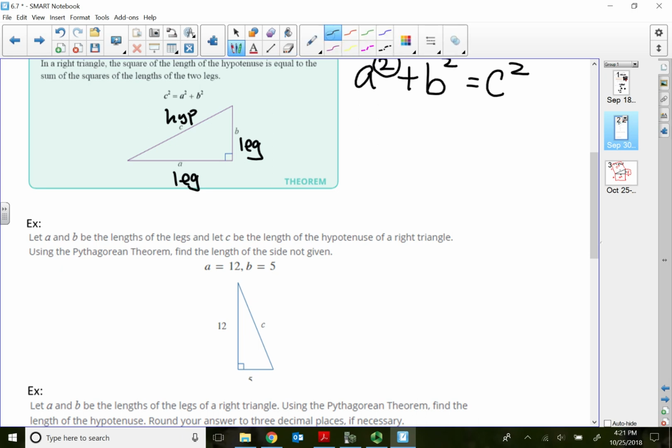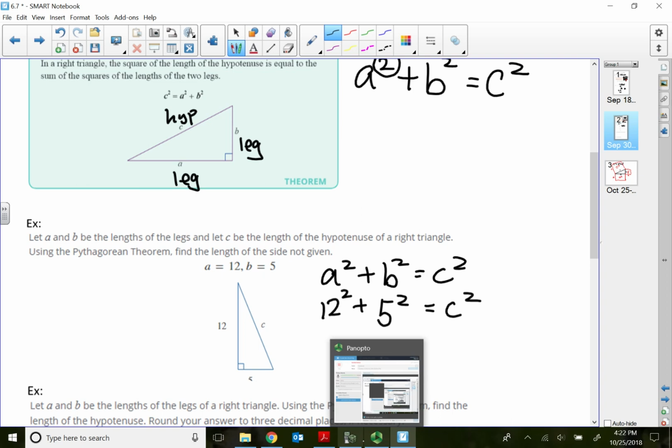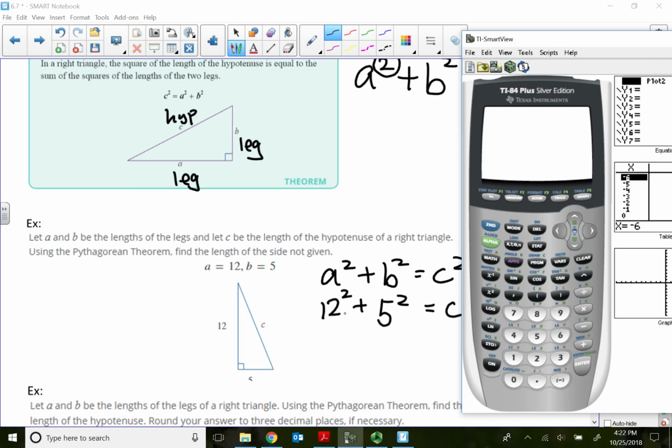So by using the Pythagorean theorem, and I hope you don't mind, I like to say A squared plus B squared equals C squared. So my side A squared will be 12 squared, plus B squared, which is 5 squared, equal to my side C squared. Most of y'all probably know this is 144 plus 25, but I'm going to type it in, okay?